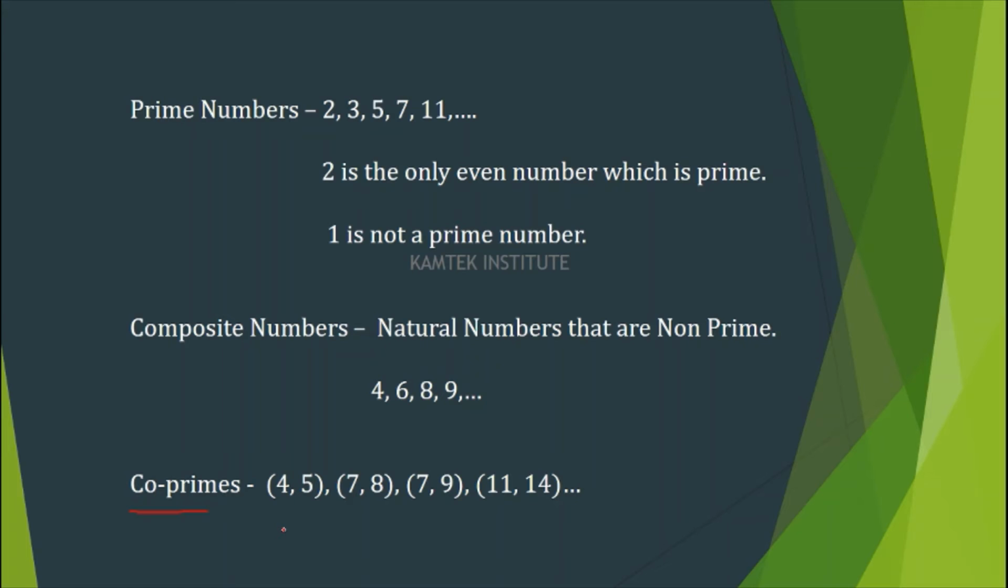Two natural numbers are co-prime if their HCF is 1 or their common divisor is 1, then they are said to be co-prime to each other. Like we have a set of 4 and 5. 4 and 5 are co-prime.